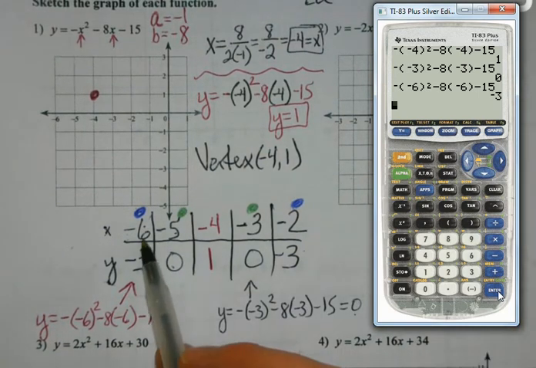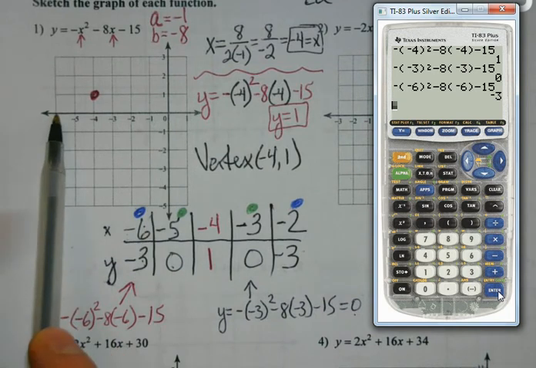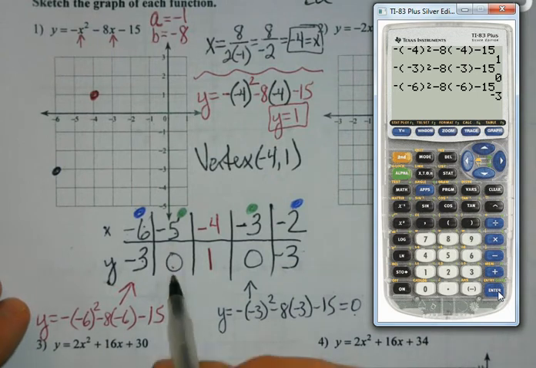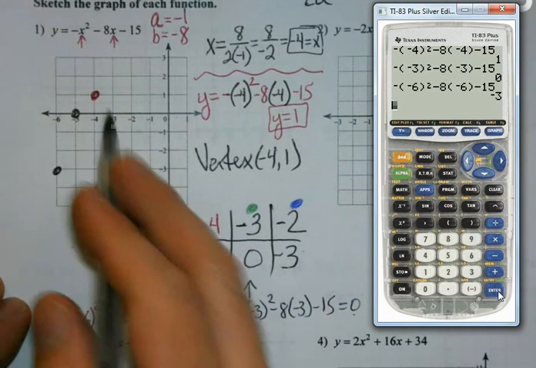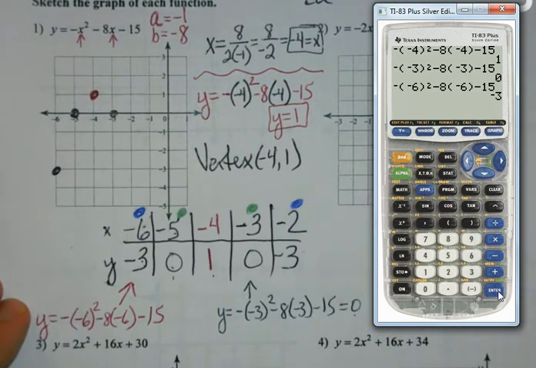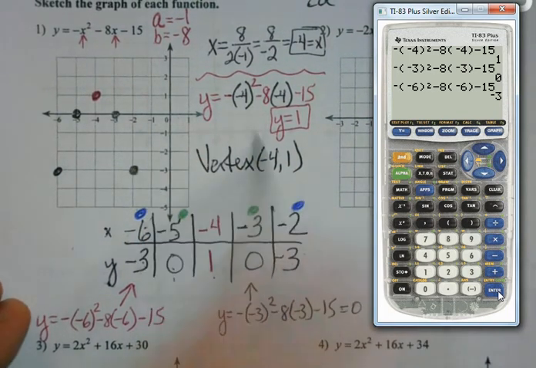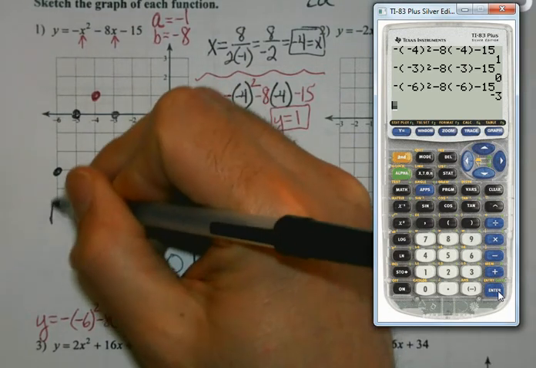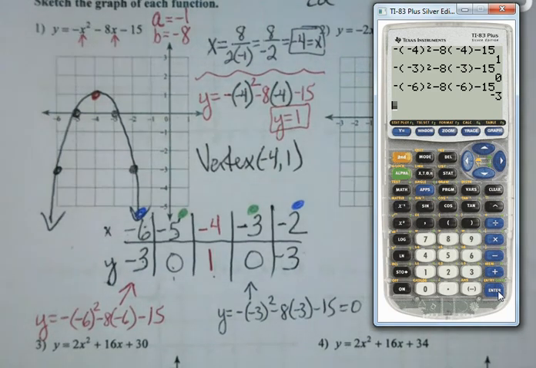So -6, -3 means I go left 6 and down 3, put a dot. -5, 0, I go left 5, put a dot. I already have my vertex. -3, 0, put a dot. And -2, -3. And it should look symmetrical. Okay, it should almost look sort of like a V shape. I want it to look more like a U though, so I'm going to put some curve in here. And I'm ready to go.